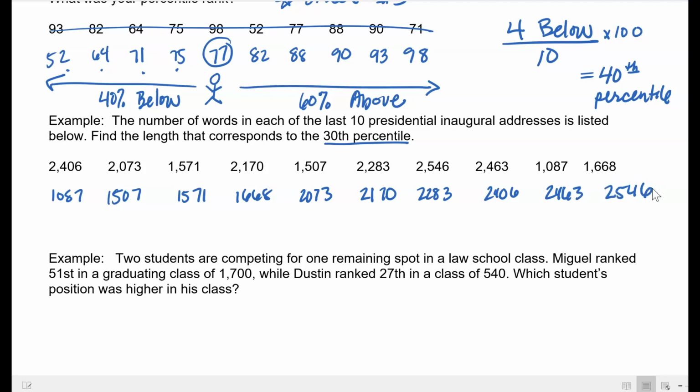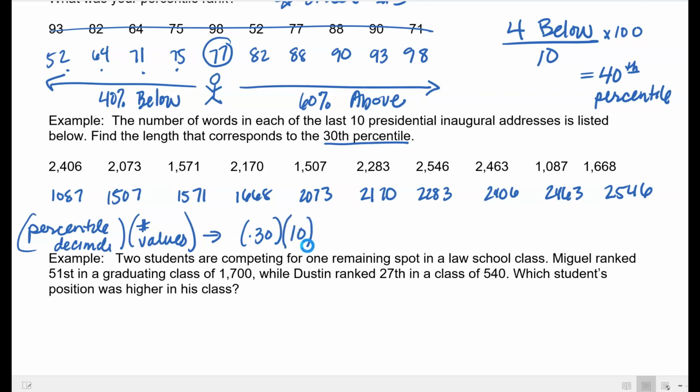Okay, and then we're going to figure out, well, what would 30% be? So we're going to take the percentile as a decimal, and we're going to multiply that by the number of values. So the percentile is 30, so 30 is 0.30 as a decimal, times the number of values, which is 10, and we get 3. So there are 3 scores below, that's the important part, the score we're trying to find.